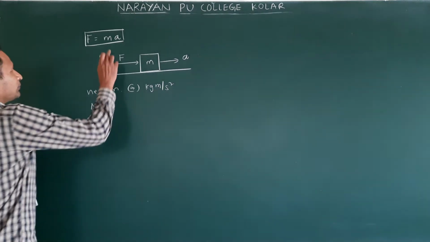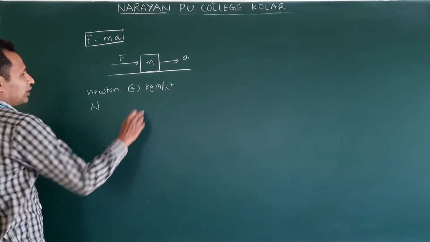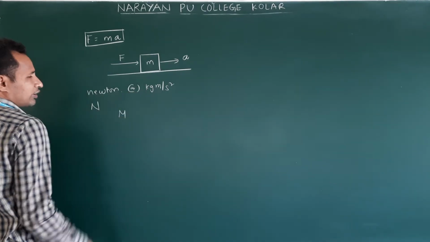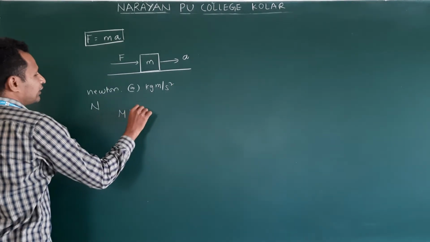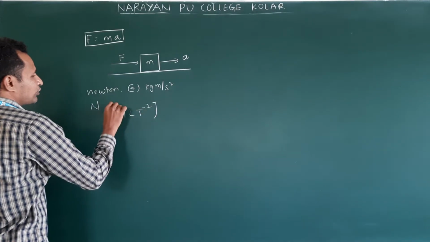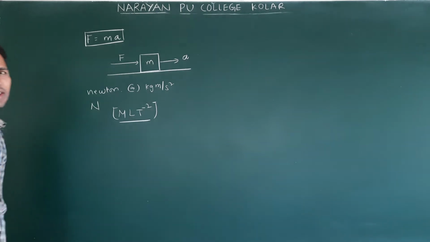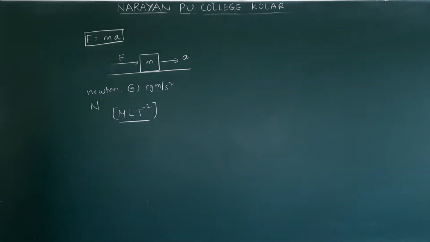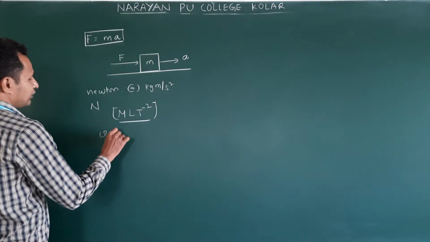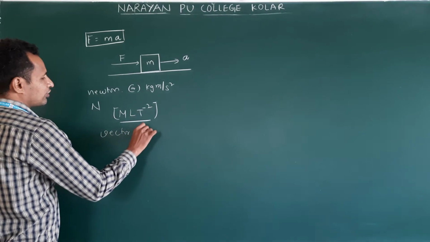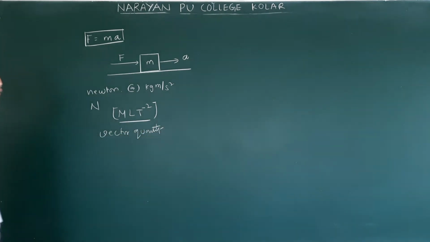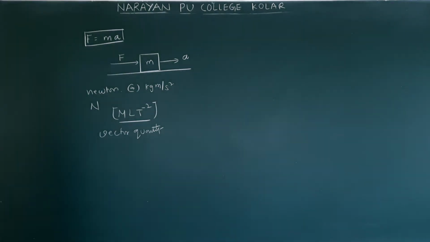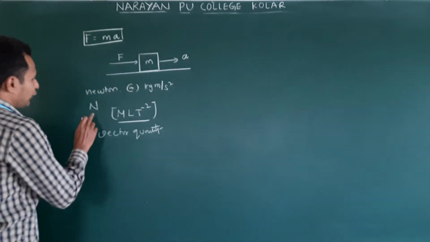Dimension formula. What is the dimension formula of force? M times acceleration, L T power minus 2. This is the dimensional formula. Force is a vector quantity. Then how do we define 1 Newton?